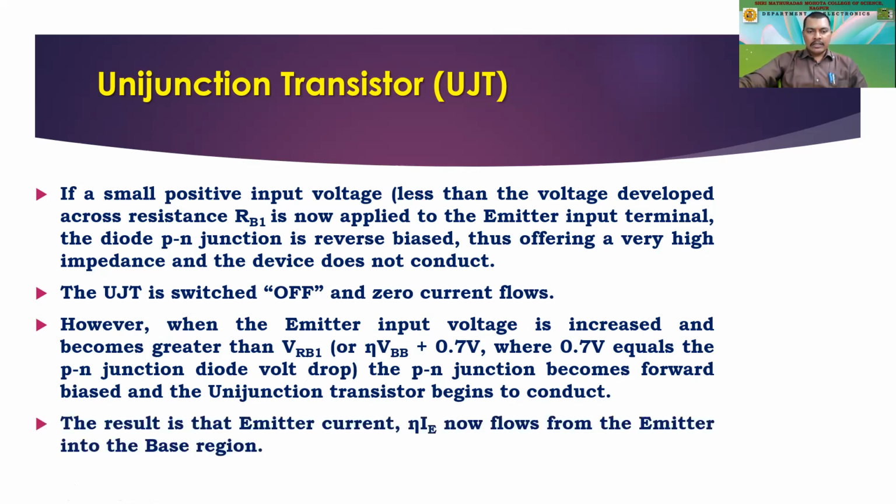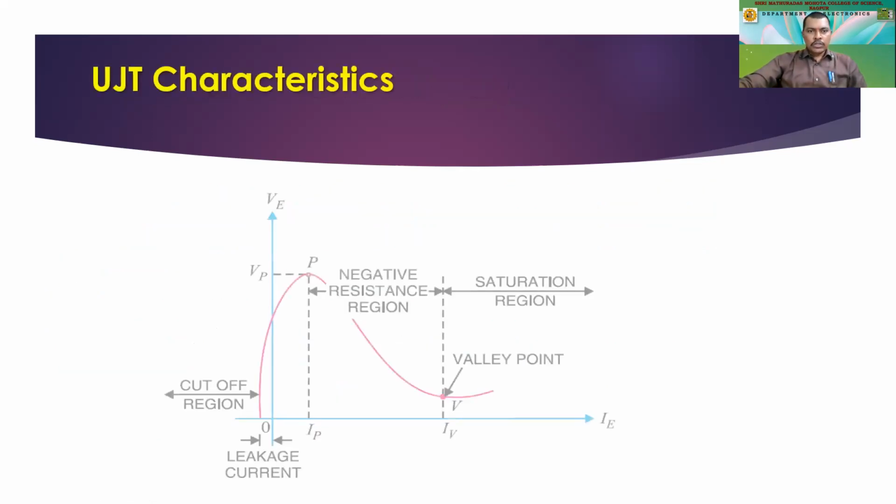The result is that the emitter current IE now flows from the emitter into the base. So now the diode is in forward bias and the current flows from the emitter to B1. Okay, so the UJT characteristics.